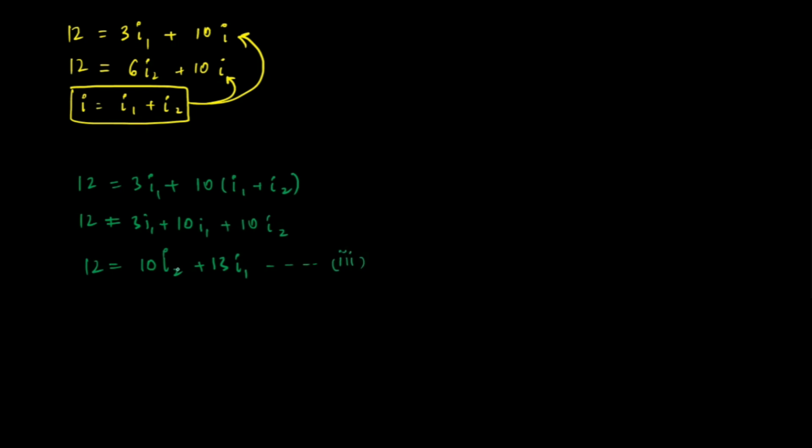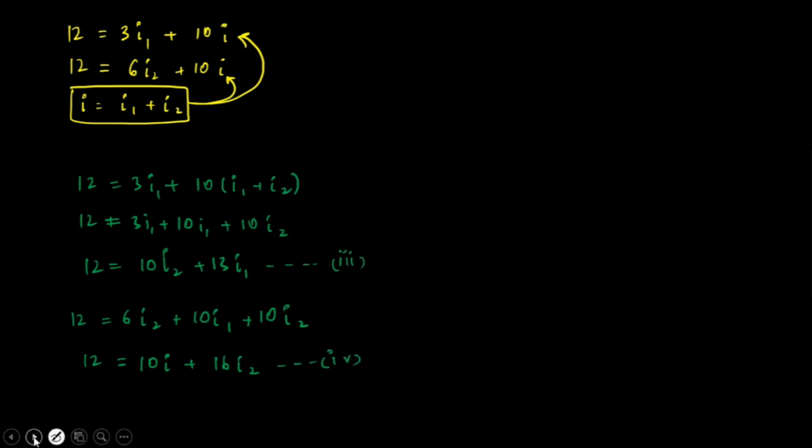Apart from this, I have to solve the other equation as well. So 12 is equal to 6I2 plus 10I1 plus 10I2. I'm writing it directly now. So 12 must be equal to 10I1 plus 16I2. This is going to be my fourth equation.